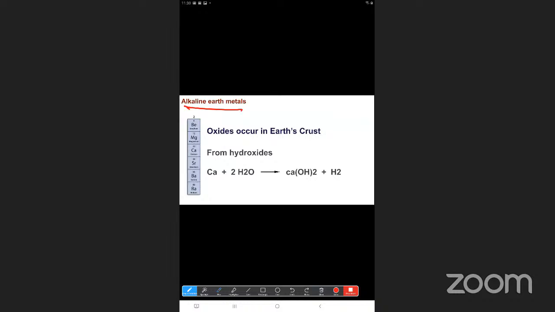Okay, 1A group elements are called alkali metals and these 2A group elements are called alkaline earth metals. So the 1A group elements are bases, and these are also bases because when these elements react with water they form the corresponding hydroxides only. Here you can observe the example. We have taken calcium. When calcium reacts with water, it will form calcium hydroxide and release hydrogen gas.